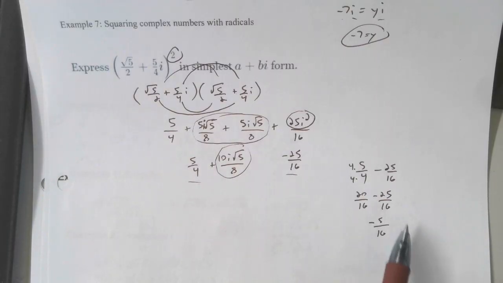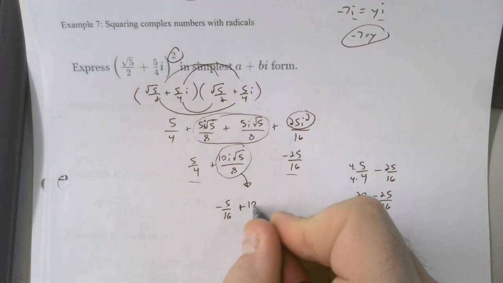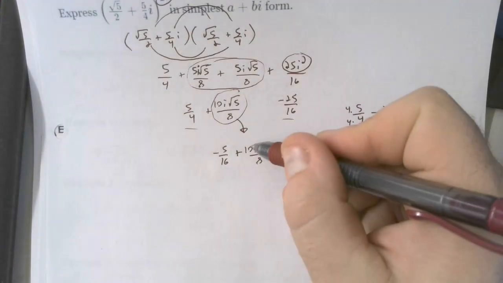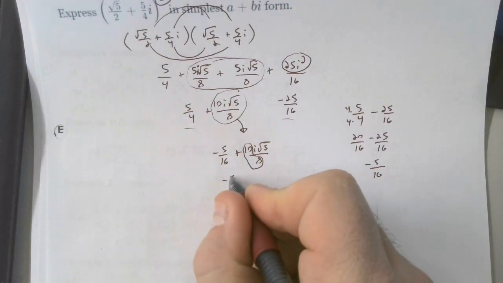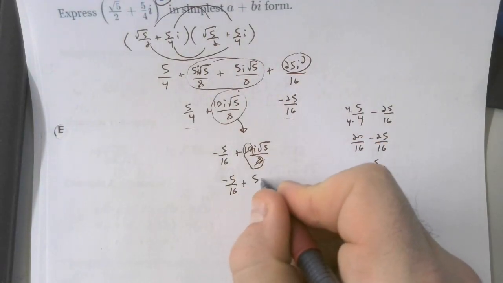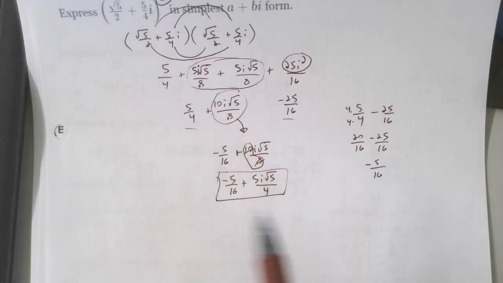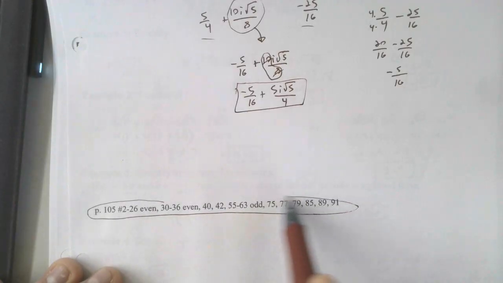Okay, so now this is the real part. The imaginary part is 10i √5 over 8. Don't forget to simplify fractions at the end if it happens. 10/8 can divide by 2. So you're left with 5i √5 over 4. Final answer in complex form: real plus imaginary. So your goal for today is to practice some of those scenarios.